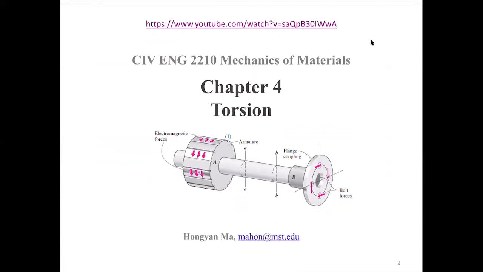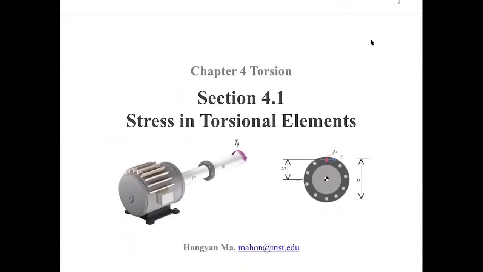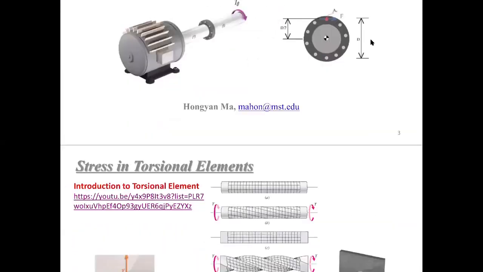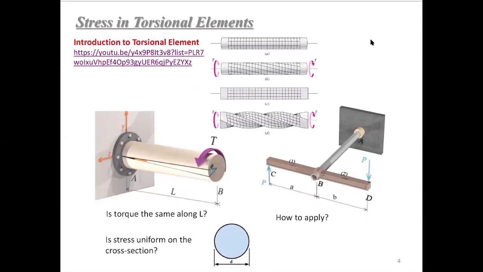So this will be our chapter 4, torsion. In this first section, we will try to define and calculate the stresses in torsional elements. I provided you the link to a short video. I hope you have watched it, in which you can see a lot of examples of torsional elements. Basically, torsional elements are frequently used in machines and vehicles, especially in power transmission systems. So it's actually a shaft, right? Normally we just deal with a shaft.